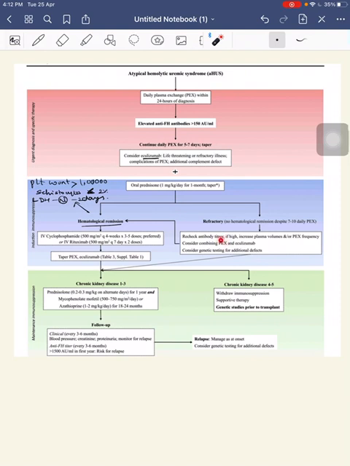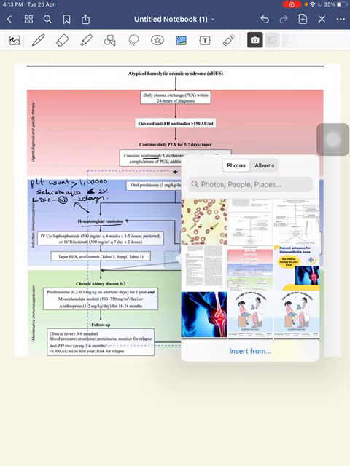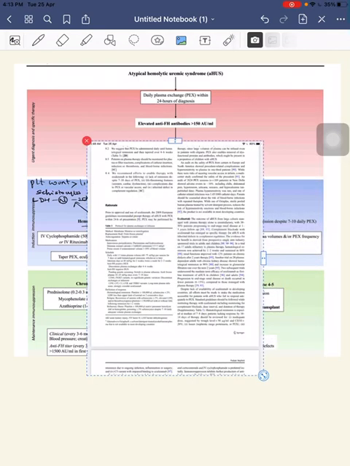Okay, this is about the flow chart for atypical HUS management, or when the child is refractory, that is no hematological remission despite 7 to 10 days daily of plasma exchange. Then you consider combining plasma exchange with eculizumab. Then you consider genetic testing for additional defects. Then check antibody titers. If high, then you increase the plasma volume and plasma exchange frequency. Okay, this is about the flow chart for the atypical HUS treatment chart.